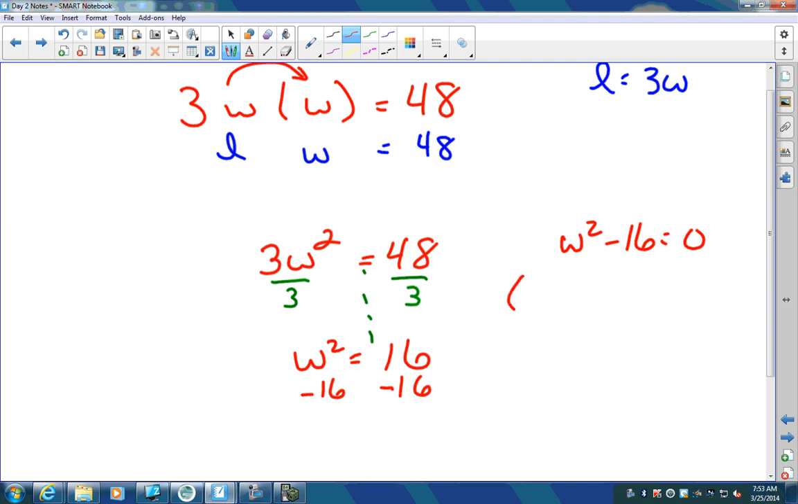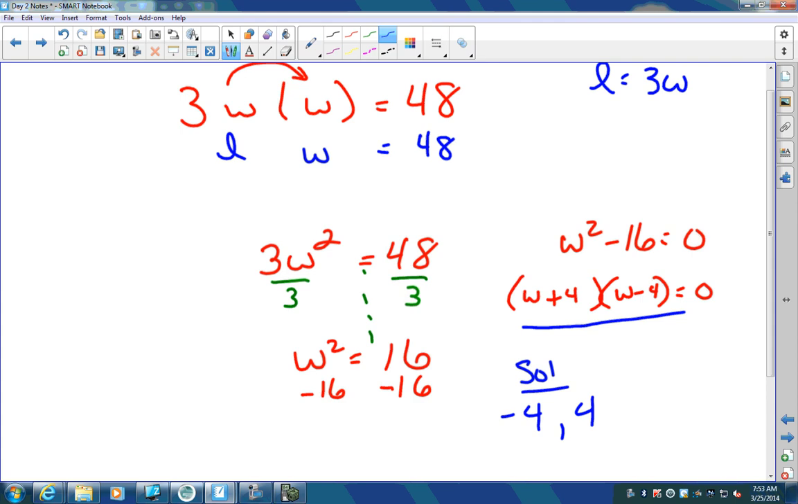When I go to factor this, because again, it's the difference of squares, W and W, how does 16 split up evenly? 4. So I have plus 4 and minus 4. Remember, those are my factors. My solutions, when you set them equal to 0, you get negative 4 and 4.